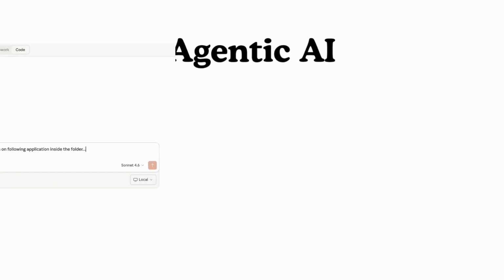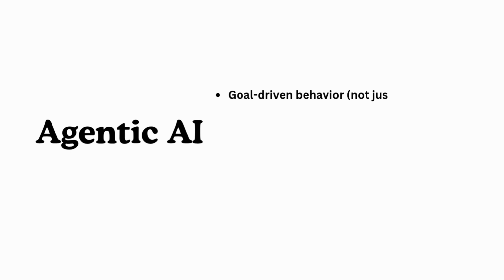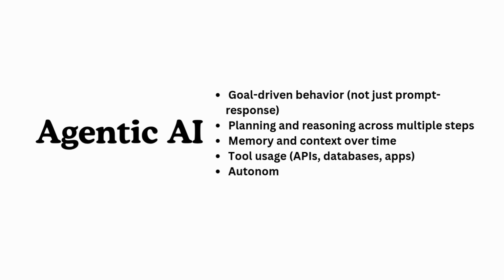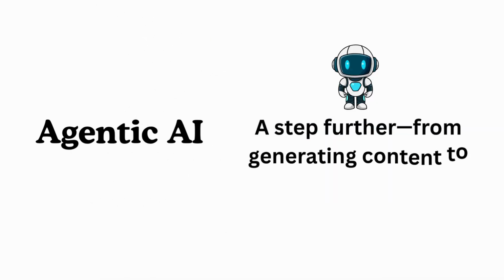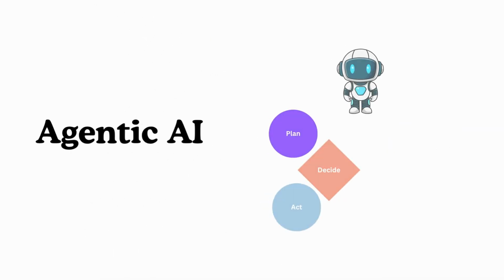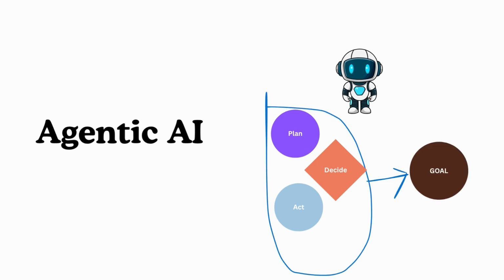Agentic AI overcomes the shortcomings of generative AI. It is actually built on top of Gen AI and adds goal-driven behavior, not just prompt response, planning and reasoning across multiple steps, memory and context over time, tool use such as APIs, databases, and applications, and autonomous decision making. Agentic AI goes a step further, from generating content to actually doing tasks for you. Think of it as an intelligent assistant that can plan, decide, and act autonomously to achieve a goal.